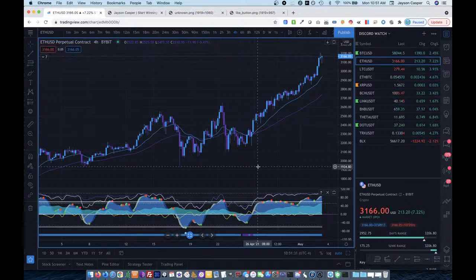The cloud indicator that I am using, Siba, aka Marius. Oh, the 50 and 200. Okay, I'll take a look at that.